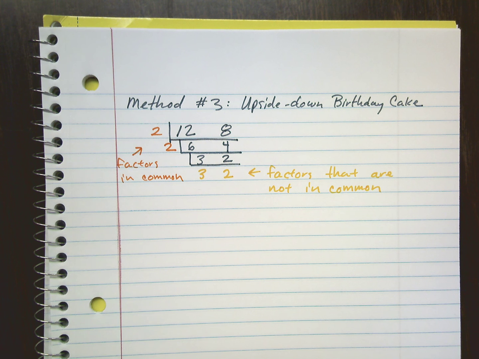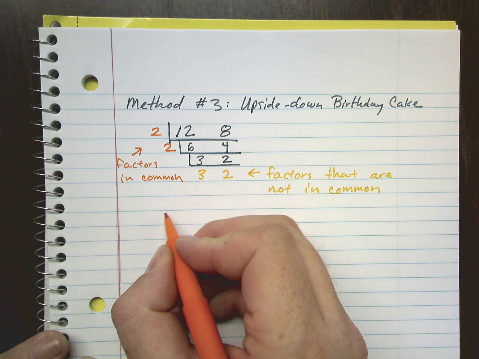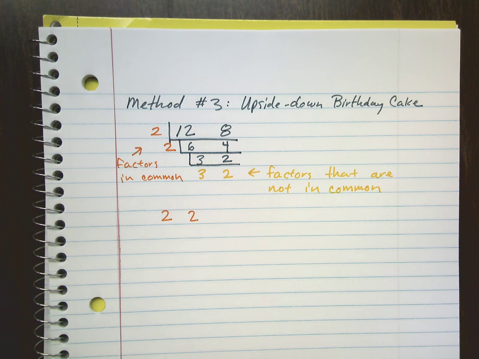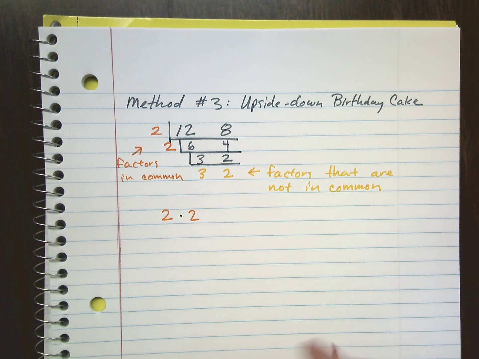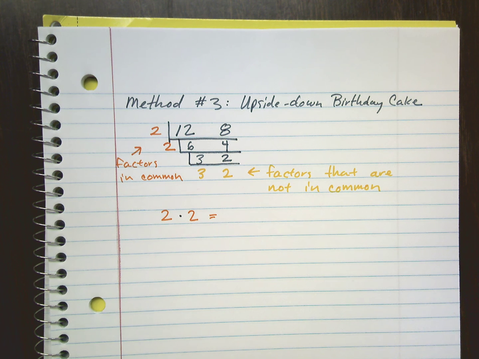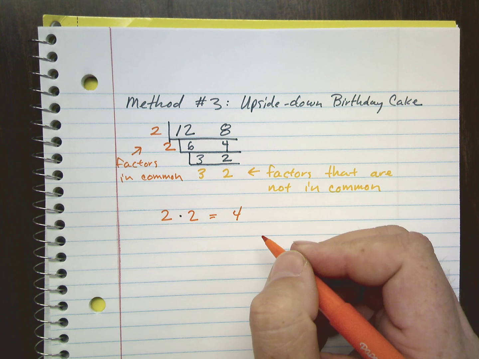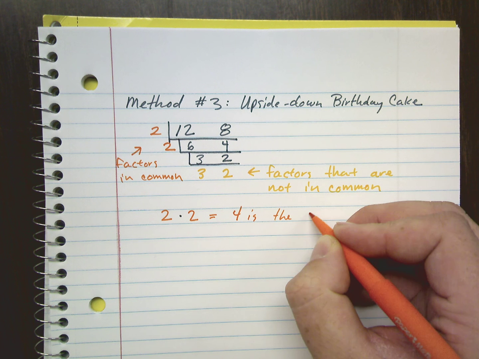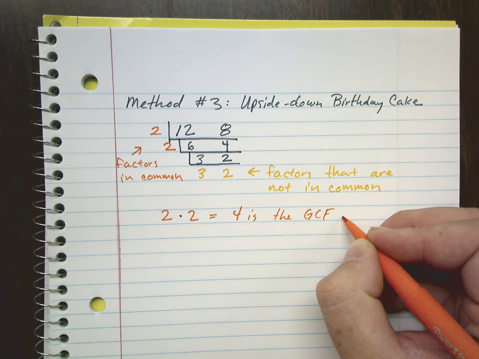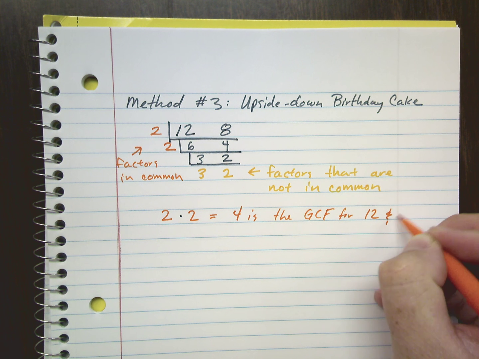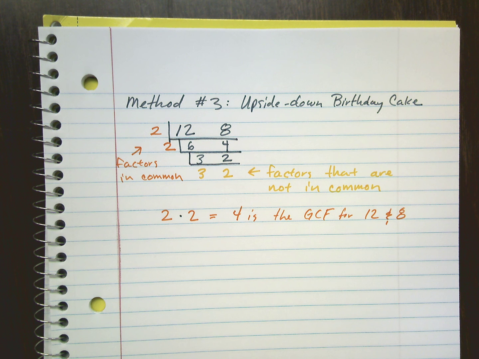So now to find my greatest common factor, I take my 2 from up here, and then I take my other 2 from over here, and I multiply those 2 together. And so this, again, equals 4. And we know from our list that 4 is the GCF for 12 and 8. Okay, so hopefully that helps, and yeah, we'll see you guys in my next video.